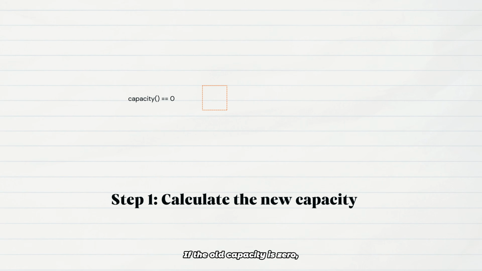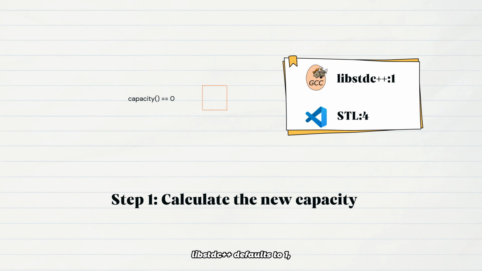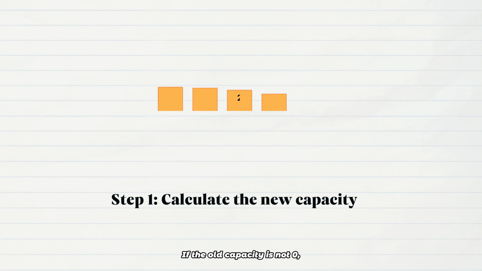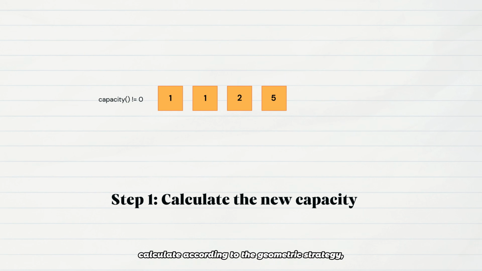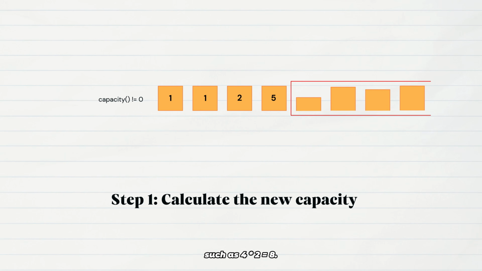If the old capacity is 0, empty vector, the first expansion will not directly use 2 times, but a default initial capacity will be allocated. Different compilers are different. libstdc++ defaults to 1, MSVC defaults to 4, and some compilers default to 2. If the old capacity is not 0, calculate according to the geometric strategy, such as 4 times 2 equals 8. The new capacity is 8.